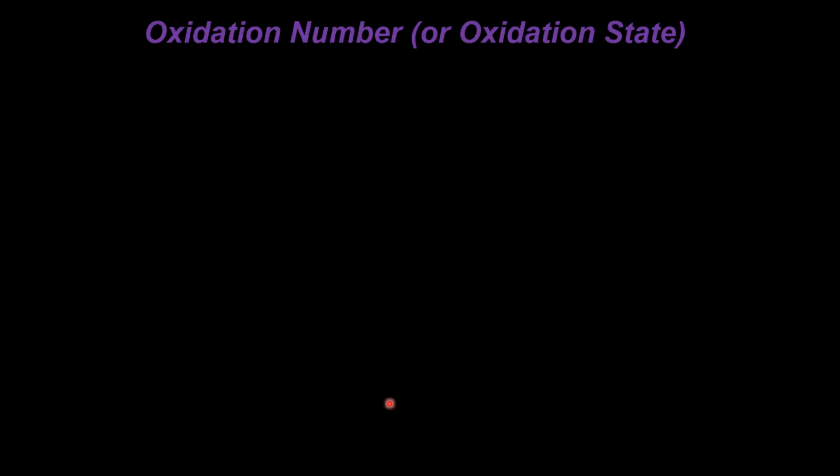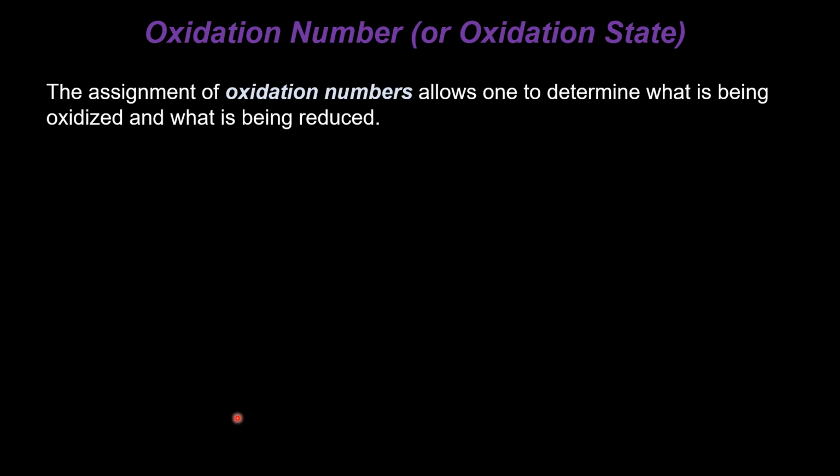Okay, so oxidation number or oxidation state. So this is really accounting, okay? So we're just trying to figure out where all of our electrons are. So we're going to try to assign oxidation states to things so we can tell what's being oxidized and what's being reduced. And it's all about the energy of where these electrons are.